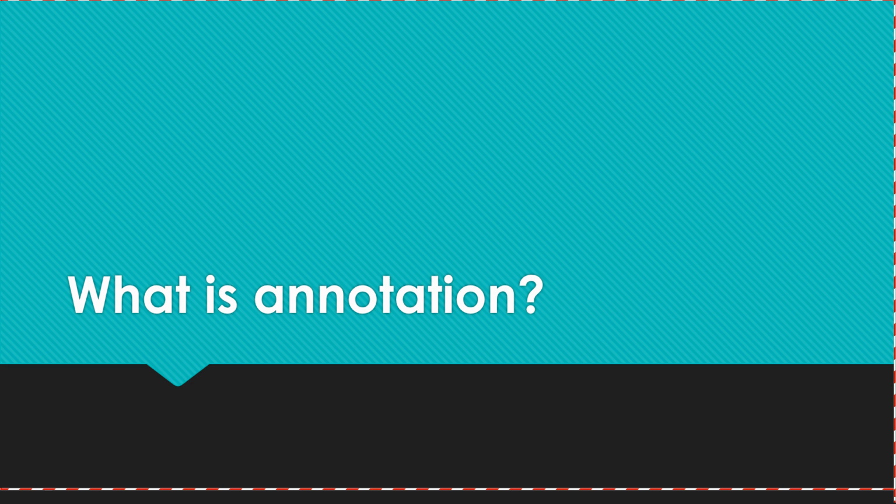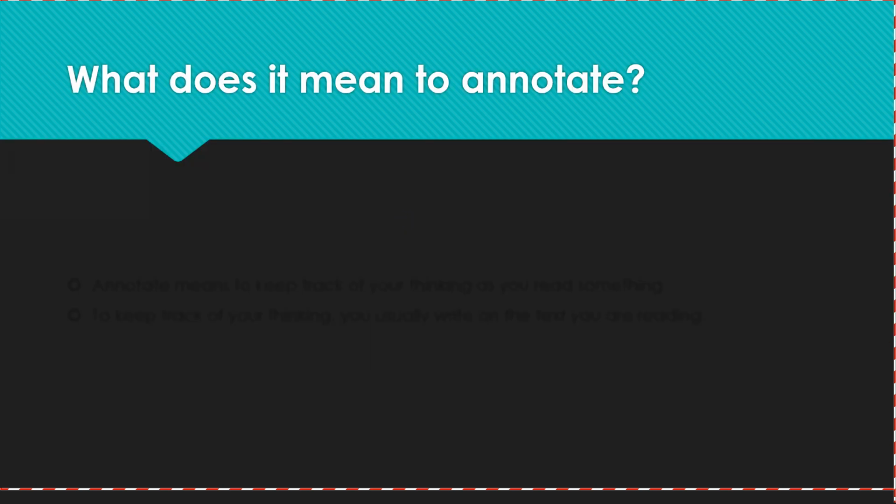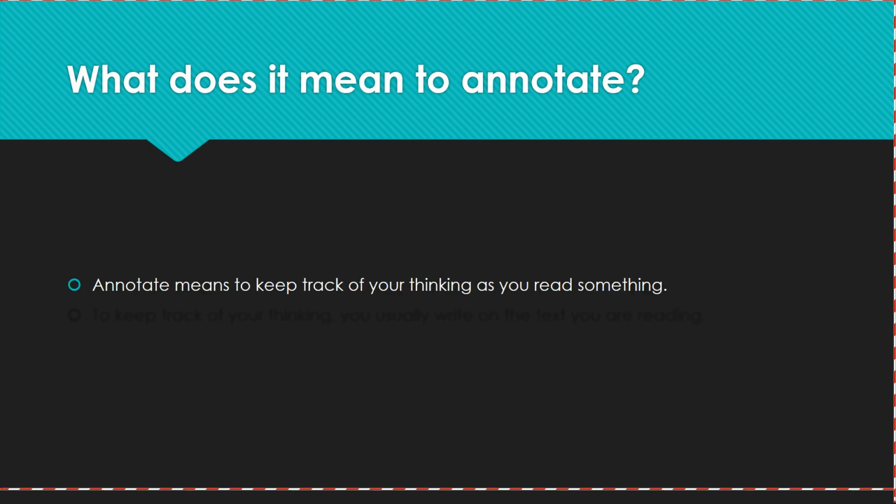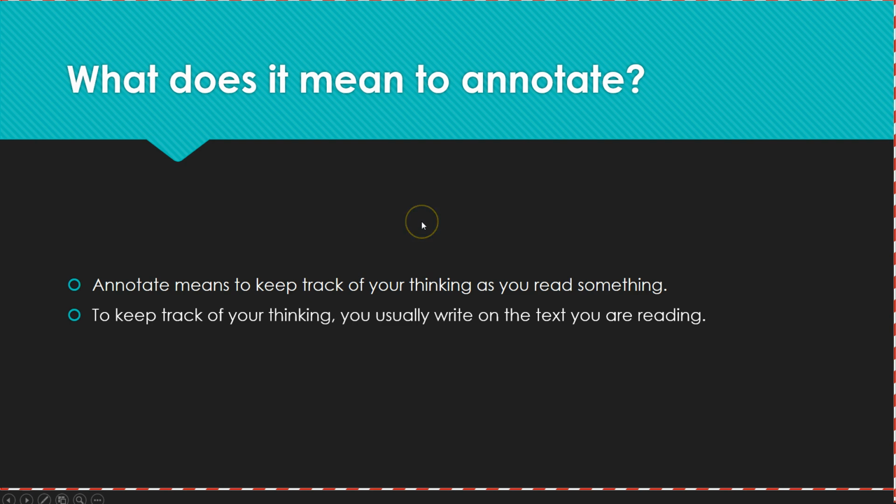So to start off, let's talk about what is annotation. What does it mean to annotate something? Well, there are two points to this. I think annotate, just a word, means just to keep track of your thinking as you read something. And usually you're writing on the text that you're reading. There's other ways to annotate. You could annotate on a separate piece of paper, which is fine, especially if you're using a textbook where you're not allowed to write on it. But in general, the concept of annotating means just keep track of your thinking as you read.